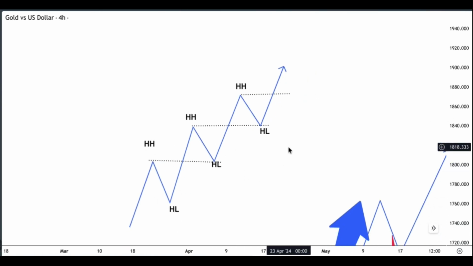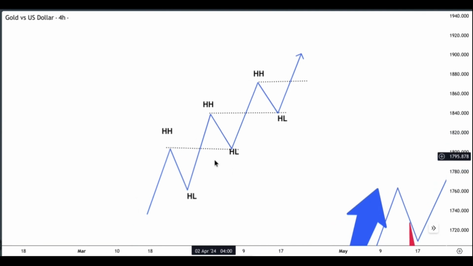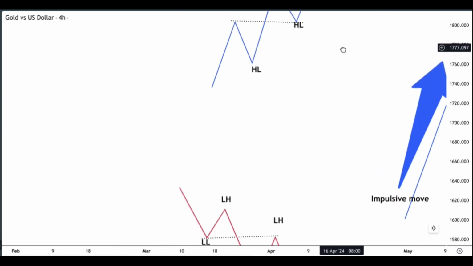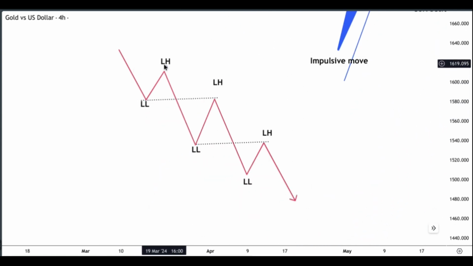So in a bullish market, this is what we're bound to see: higher highs, higher lows, higher highs, higher lows. This is what defines a bullish trend or an uptrend market. A series of swing highs and swing lows are termed higher highs and higher lows, while a bearish market shows a series of lower lows and lower highs. So what causes this kind of movement?